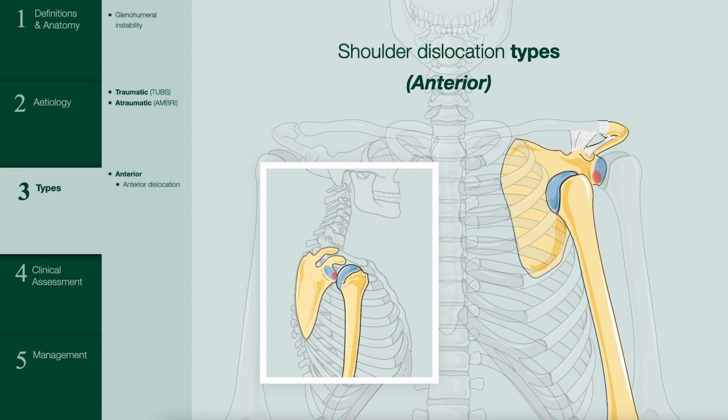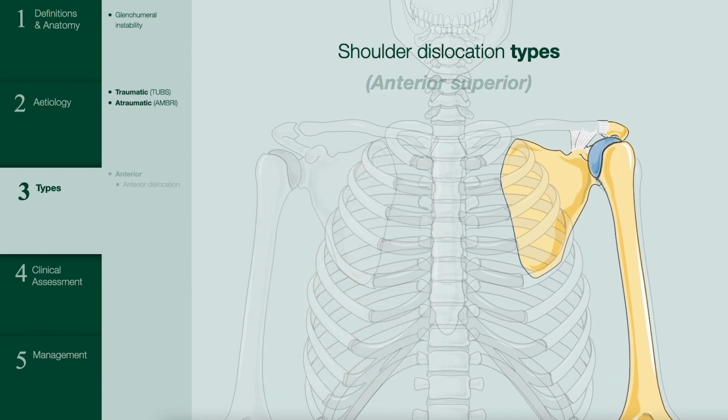Injury to the glenoid or the labrum is known as a Bankart lesion. Additionally, as the anterior aspect of the glenoid socket interacts with the posterior aspect of the humeral head, the posterior humeral head may get indented. This is known as a Hill-Sachs lesion. This is an anterior superior dislocation.